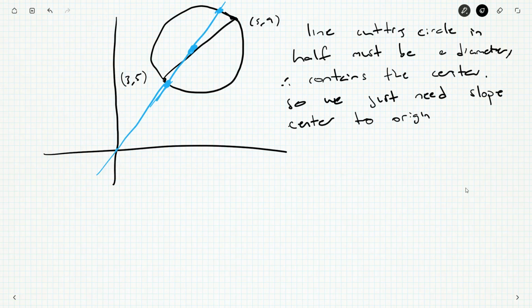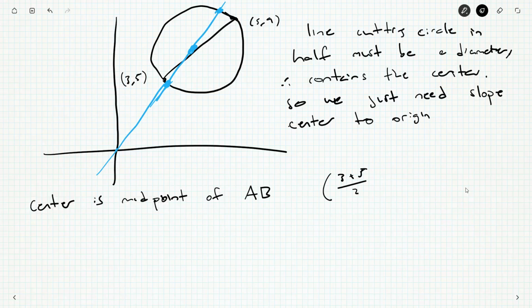How are we going to do that? What's the center? Well, they were kind enough to give us endpoints of a diameter. So the center is the midpoint of our diameter, AB. And there's a really nice way to figure out the midpoint. We just average the x-coordinates and average the y-coordinates. So that's going to be 8 over 2, 4, and 14 over 2, 7.